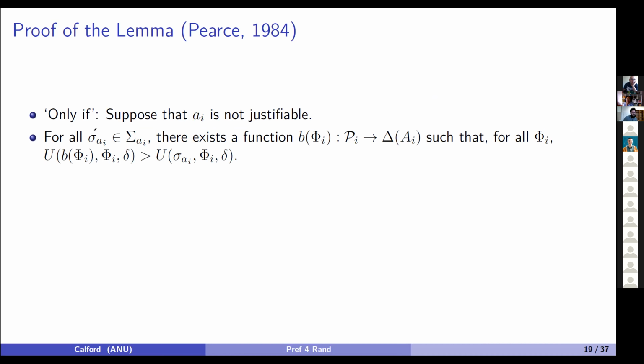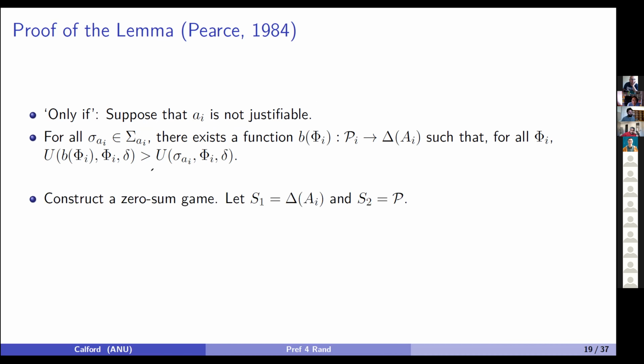So this means that for every mixed strategy that uses the strategy a_i with positive probability, there's going to exist a function that maps from my beliefs into my strategies such that this function will pick a strategy that gives me a higher payoff than the mixed strategy. Okay? This is just an implication of the fact that a_i is not justifiable. Okay? So for any mix, we can always find a better response, is what we've done here. And this is a better response function.